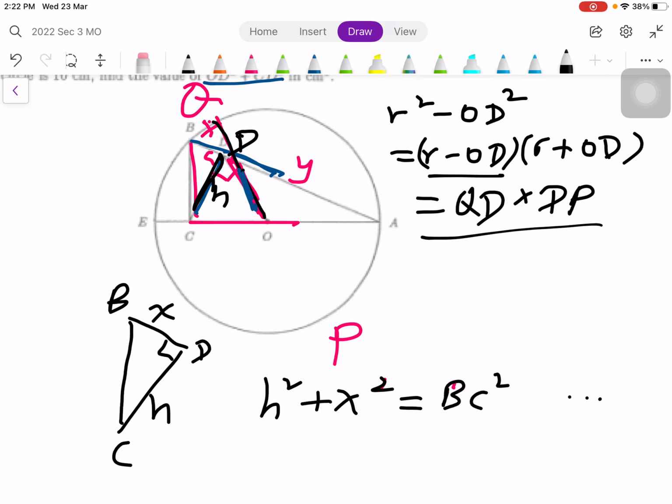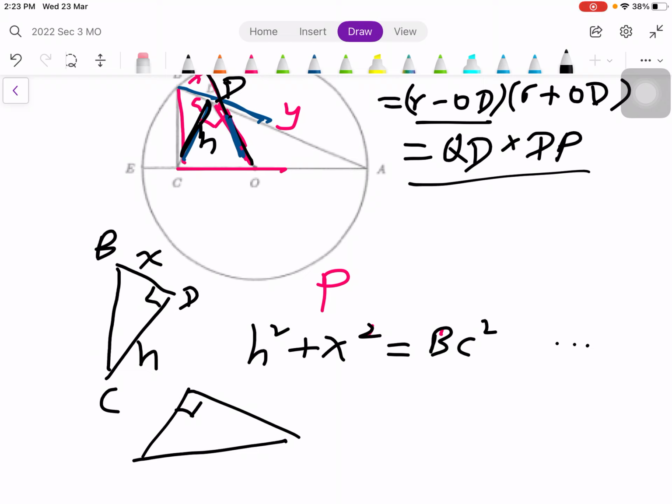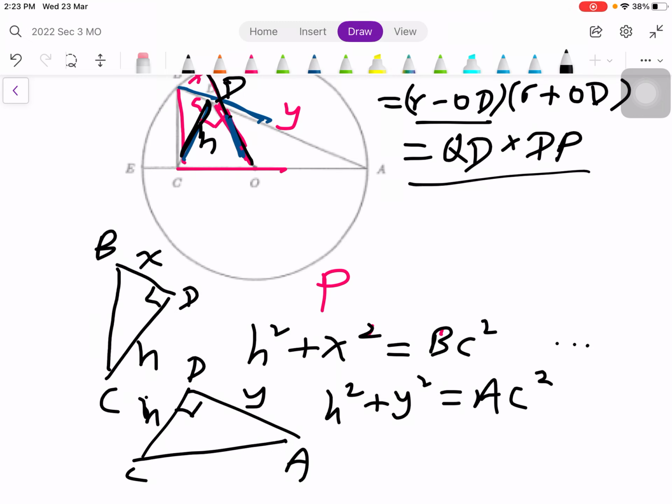Then let me look at the next triangle. The next triangle is this one. This is 90 degrees, and this is D, this is C, and this is A. And this is y, this is h. In this case, can you see that h squared plus y squared is basically AC squared.